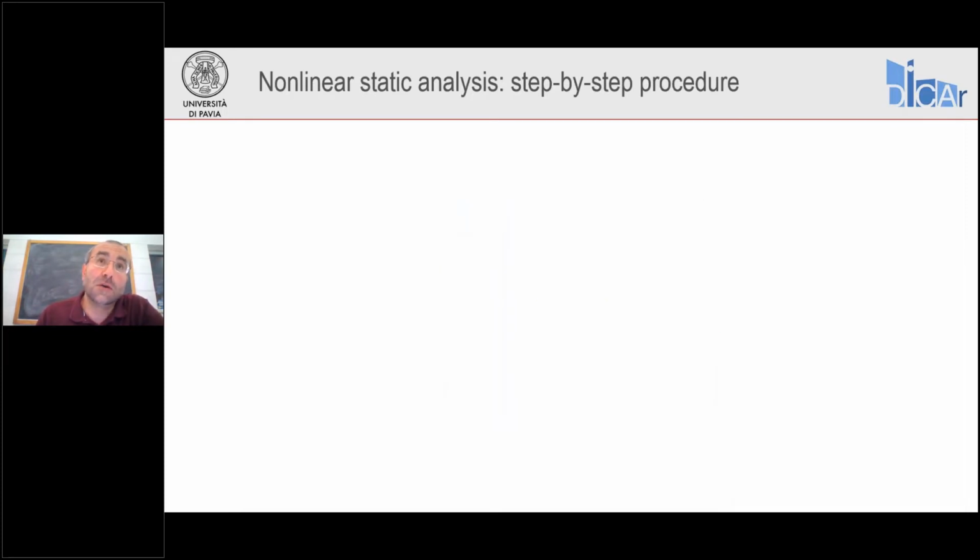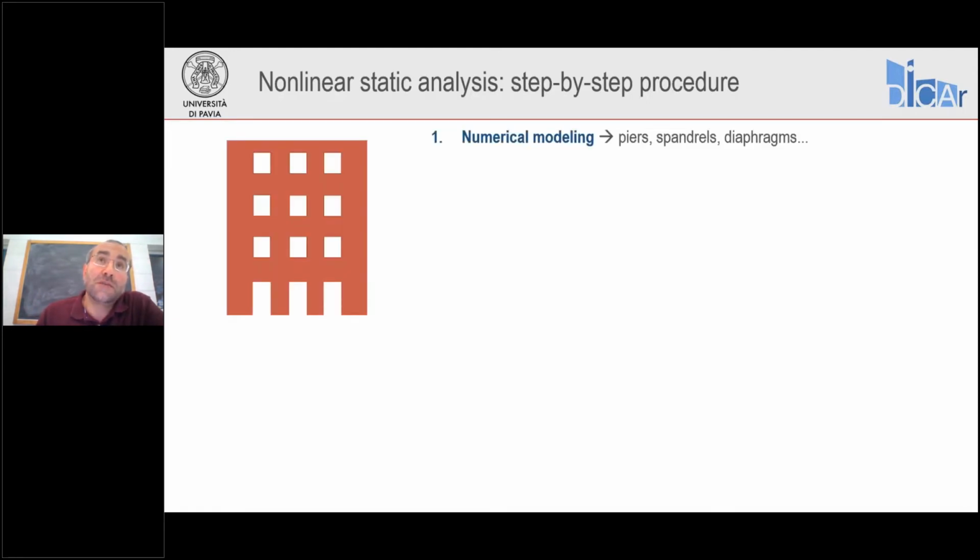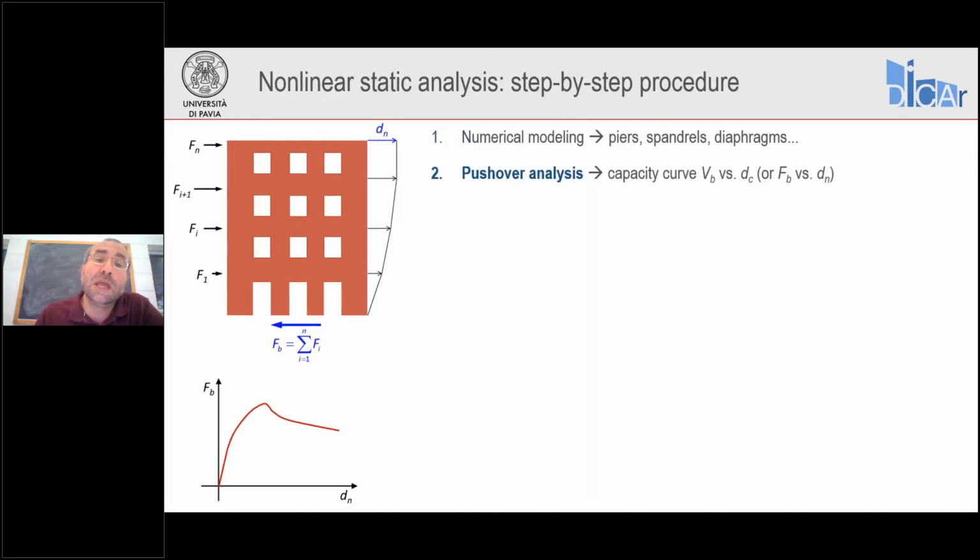So let's go quickly through a step-by-step procedure for this type of analysis. You should have already seen something about this first step, which is the numerical modeling phase of the structure. When we consider masonry buildings, we have to model piers, spandrels, diaphragms, and I think in the previous webinar you have seen something about this.